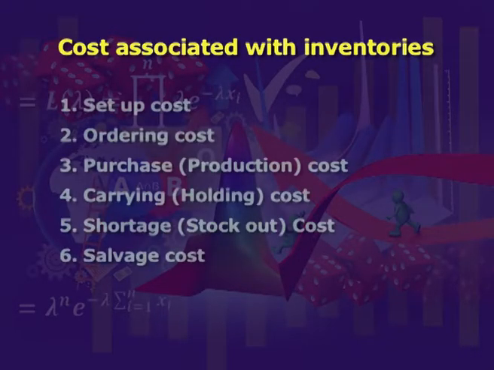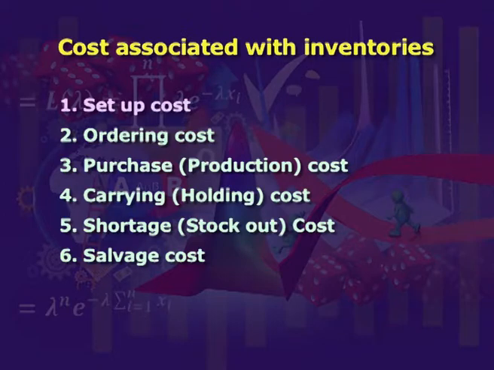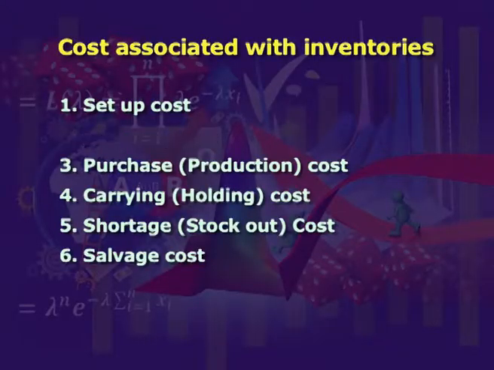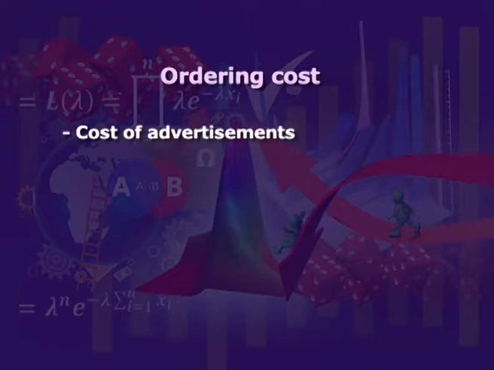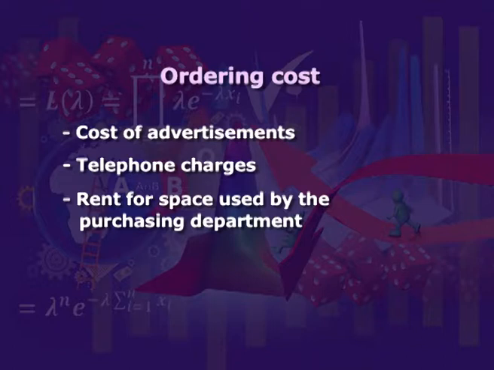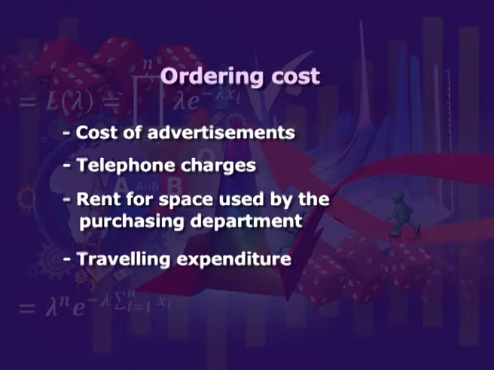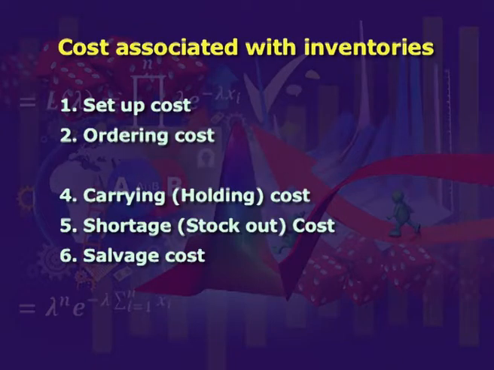Costs associated with inventories. First, setup cost. The cost associated with setting up of machinery before starting production is called setup cost. Second, ordering cost. The cost of ordering raw material for production purposes. It also includes the cost of advertisements, telephone charges, rent for space used by the purchasing department, traveling expenditure, etc. Third, purchase or production cost. The cost of purchasing or producing a unit of an item is known as purchase cost.